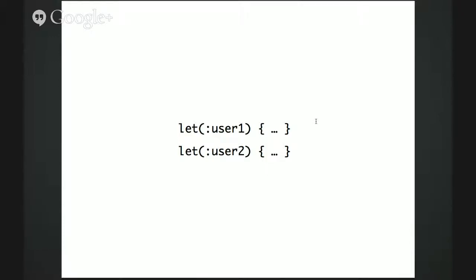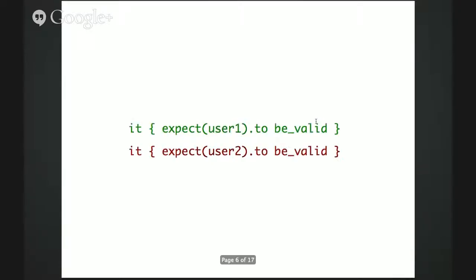Right. So the other suggestion is to use descriptive naming. Let's say this is your expectation. I expect user 1 to be valid and it's passing, and I expect user 2 to be valid and it's not passing, and I don't know why. If I'm just scanning through the test and I'm getting these failures, I have to dive into the code to figure out what the difference between the two is.